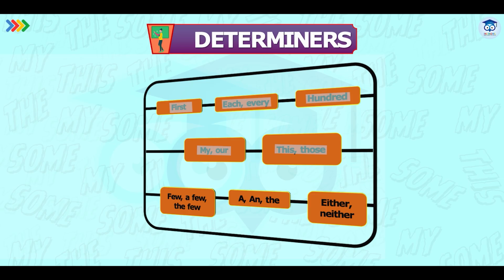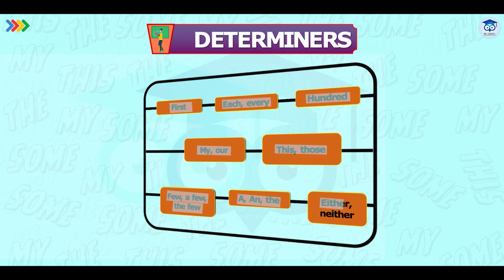Now glance at the lower row. Here we have a few, the few. These express small quantities. For example, a few people attended the event, or the few friends he had were very loyal. Then we see a, an, and the, basic articles we've already discussed. A and an are indefinite, while the is definite and refers to something specific.